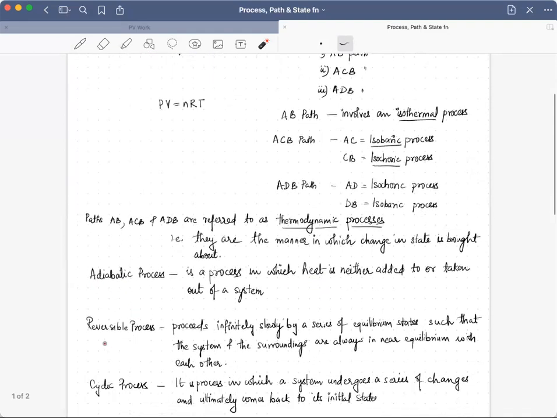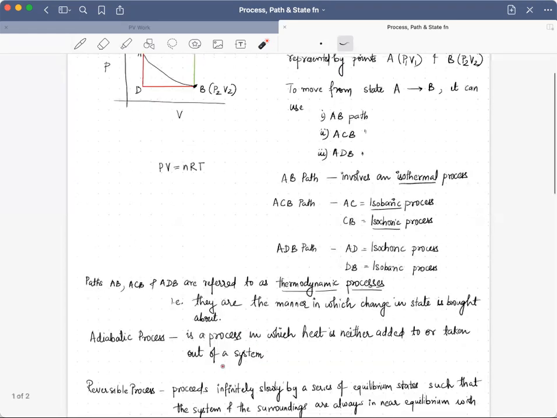We have another kind of process which is referred to as the reversible process, and most of the thermodynamic processes are understood as reversible processes. Now, what is a reversible process? It is when a change in state proceeds infinitely slowly through a series of equilibrium states, such that the system and the surroundings are always in near equilibrium with each other. Now, how to understand that?